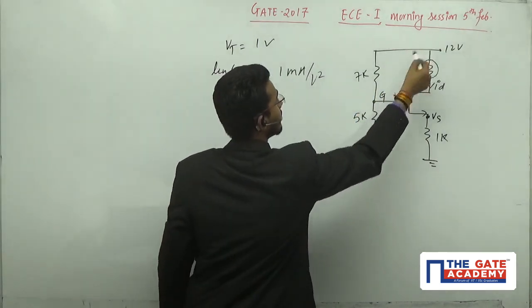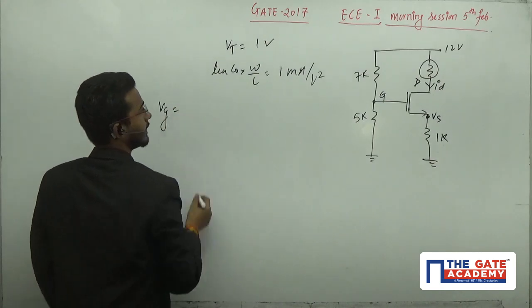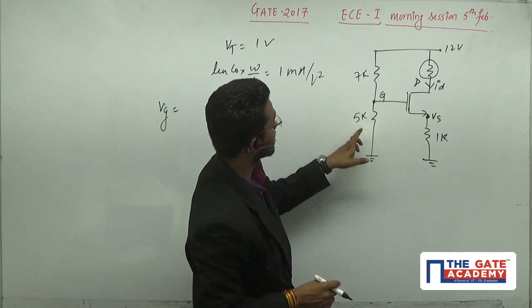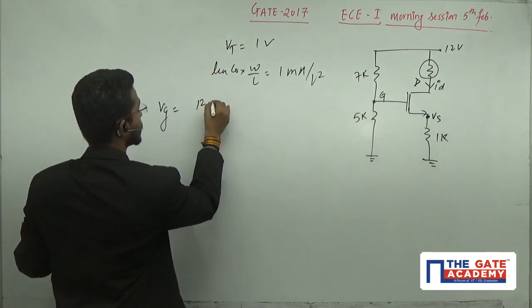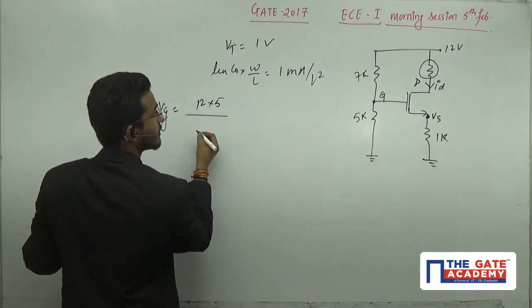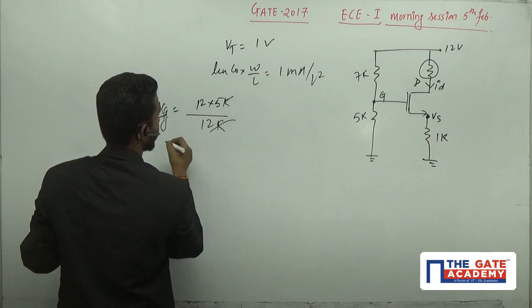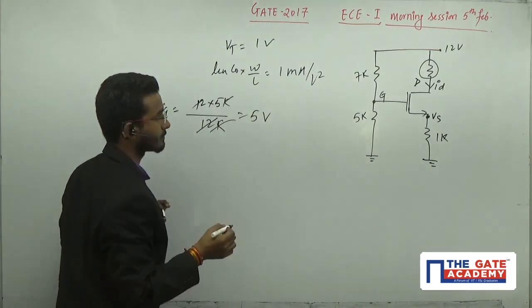Now calculate this V_G. V_G is the gate, which means no current will go here. That means this is a separate series connection with a 12 volt battery. That means 12 into 5K divided by the total resistance 12K. The K will cancel out, this 12 will cancel out. That means the value is 5 volt.